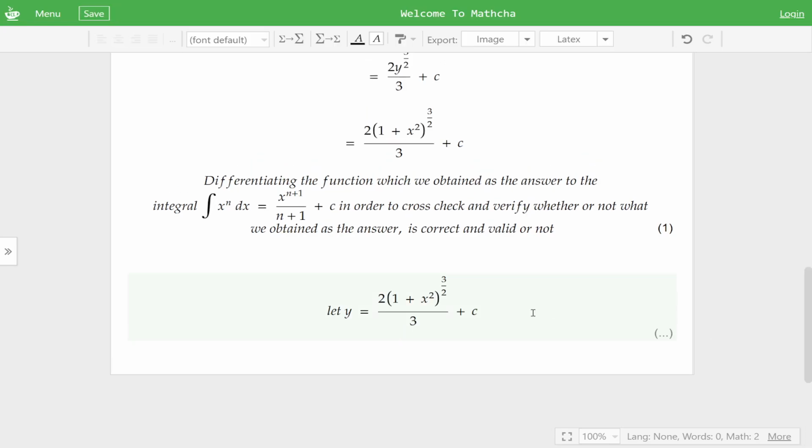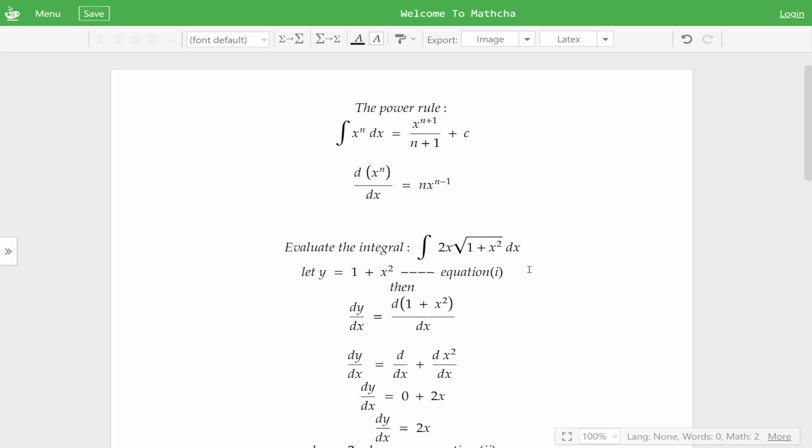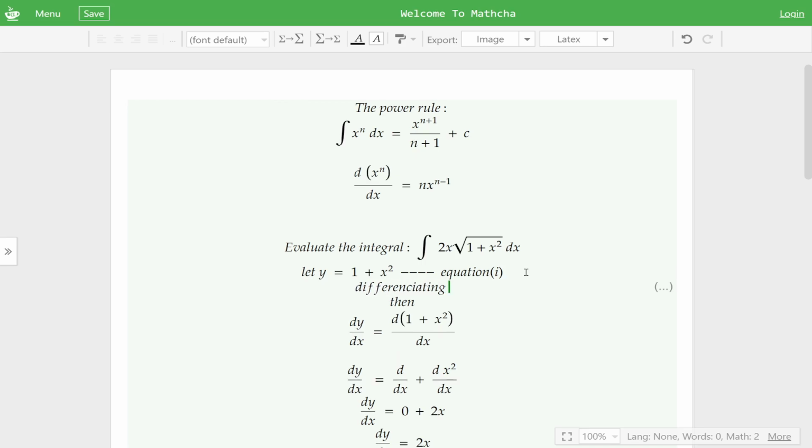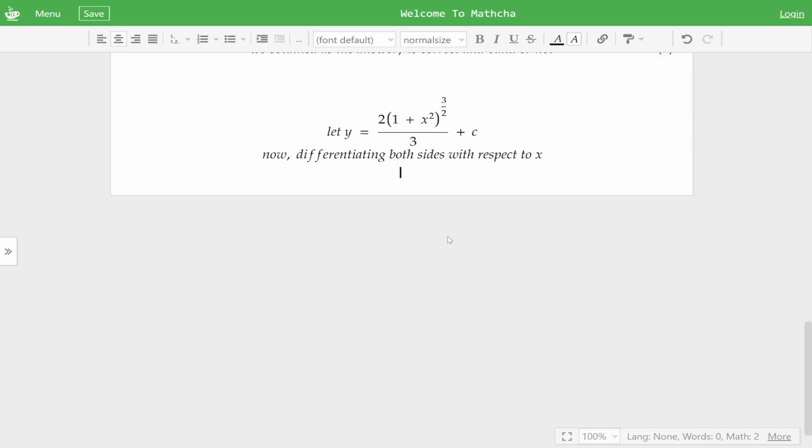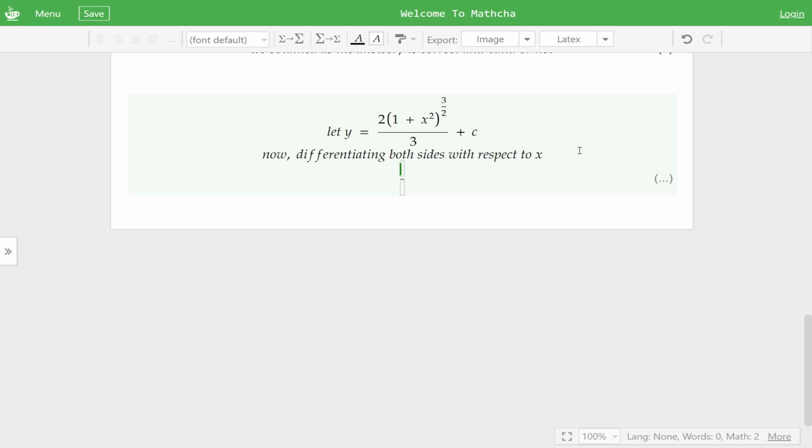Now what you have to do is differentiate both sides with respect to x. So we differentiate both the sides with respect to x. Right, now we differentiate these two sides with x, we get dy over dx equals d over dx of just this thing.